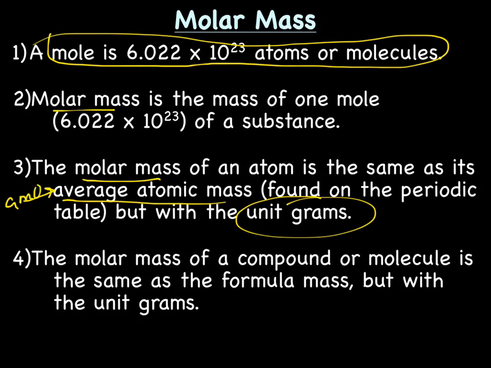While one atom of, let's say, hydrogen, has a mass of 1.01 AMU, if we had a mole of hydrogens, or 6.022 times 10 to the 23rd hydrogens, so a big old pile of hydrogens, that would weigh 1.01 grams. All right? And the molar mass of a compound or molecule is the same as its formula mass, but again with the units grams. So if you remember to calculate the formula mass, we look at the formula for a compound or a molecule, and we add up the masses of all the atoms that it's made up of, and to get the molar mass of that, you just add the units grams.